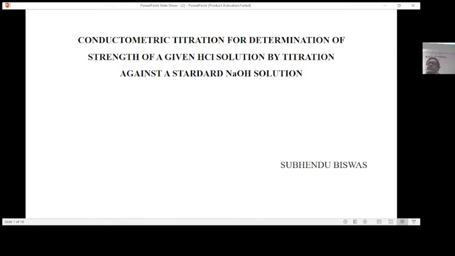Today I will give you an example of conductometry of a solution against HCl. You can find in the PT we have HCl and NaOH standard solution. HCl is a strong acid and NaOH a strong base. This reaction will occur. What curve will be there? Discuss.